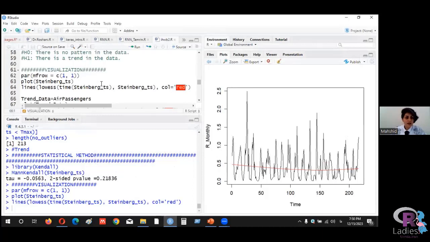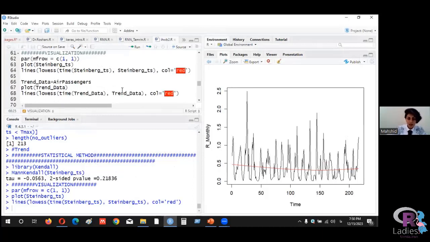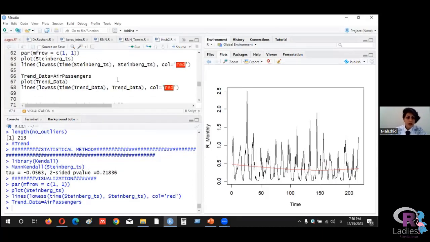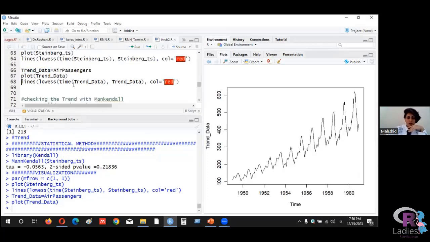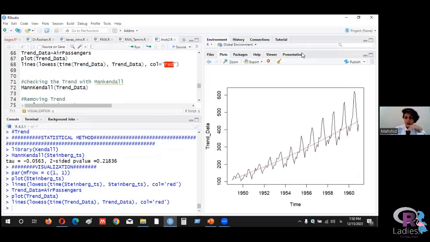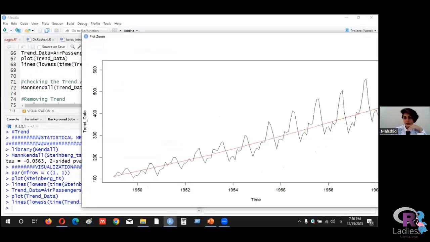But also we have another example. I've prepared another example for better understanding of the trend. I've called the new example trend underlying data. Okay, I plot it, and you can see that yes, there is an upward trend. And if I draw a line, the red line shows an upward trend.